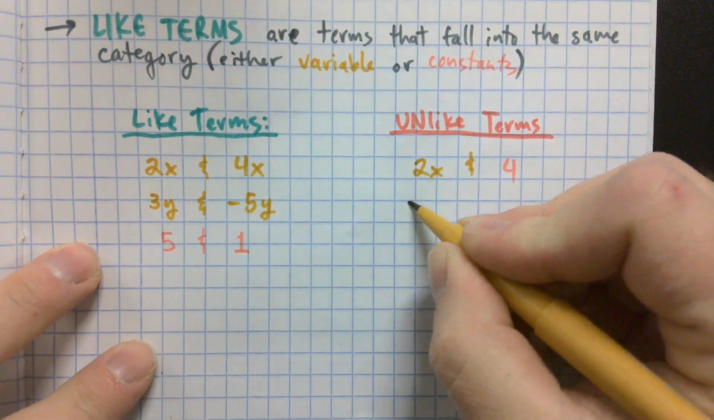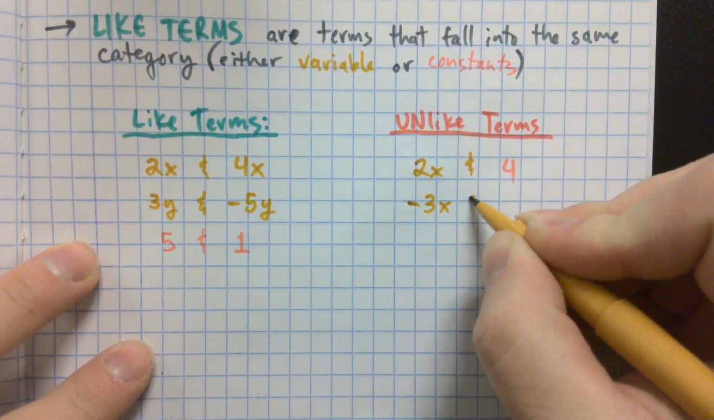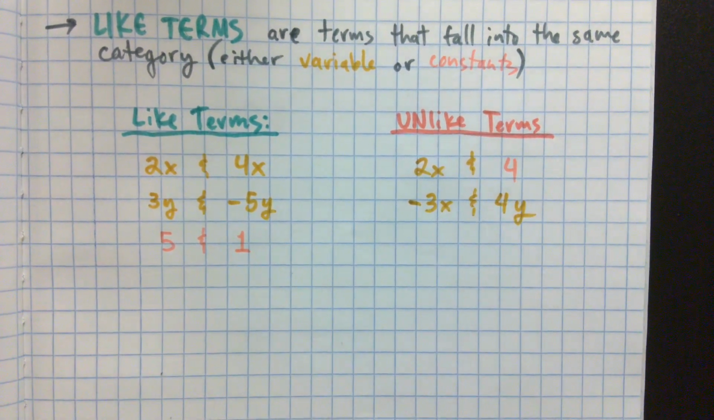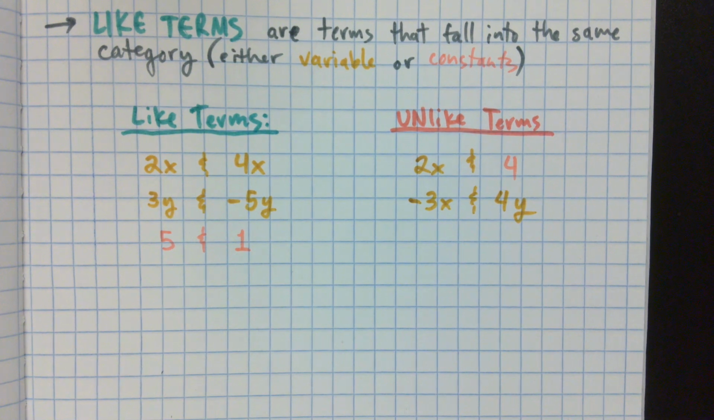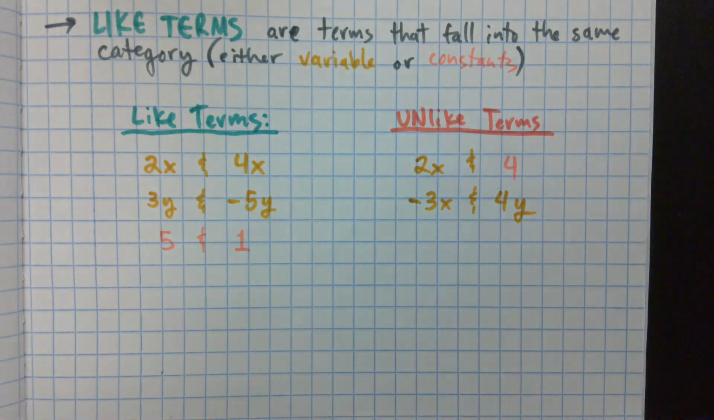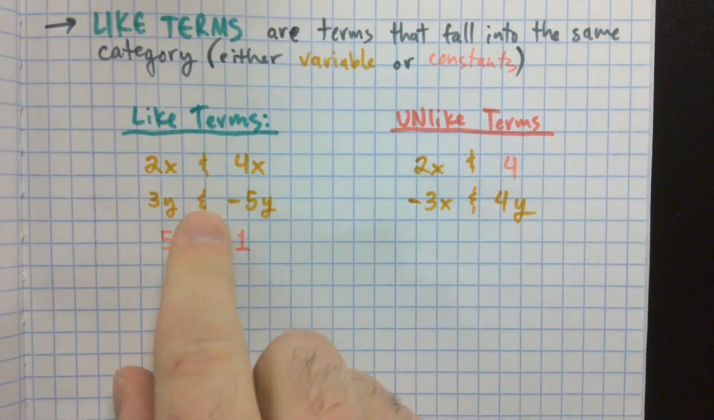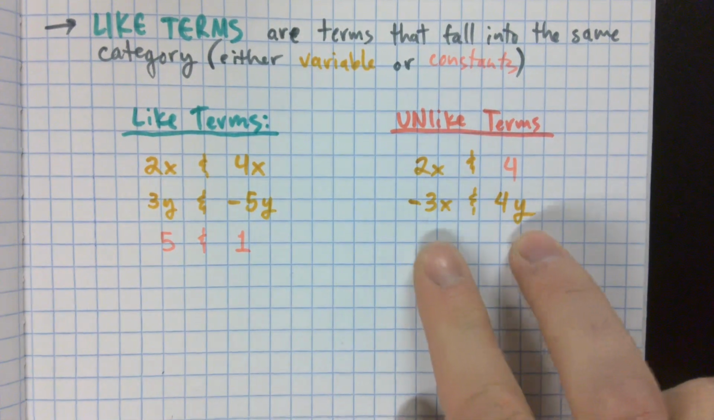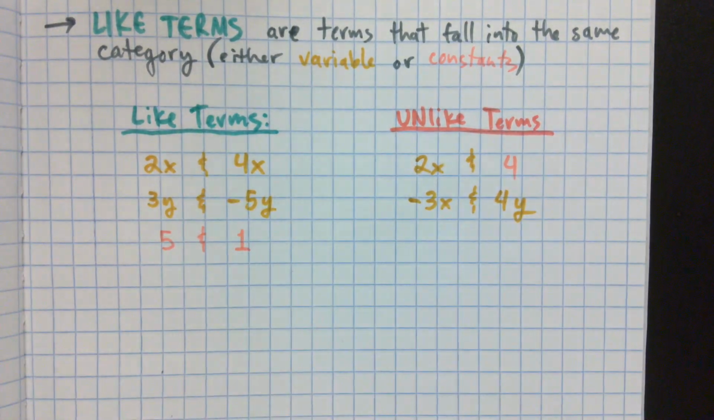If we have something like negative 3x and 4y. Mr. Church, those are both variable terms. But what don't these two terms have in common? Oh, the variables? The variables, right? It's fine if one of them is negative, right? Like we saw over here. We got positive 3y, negative 5y. That's fine. But an x and a y cannot be combined, right?